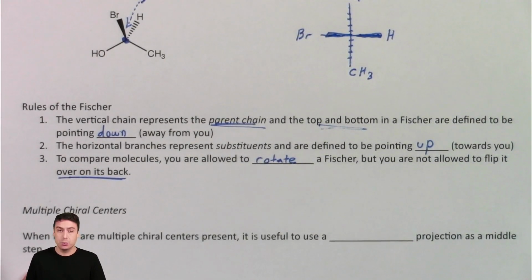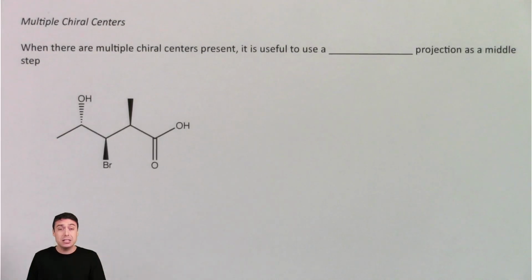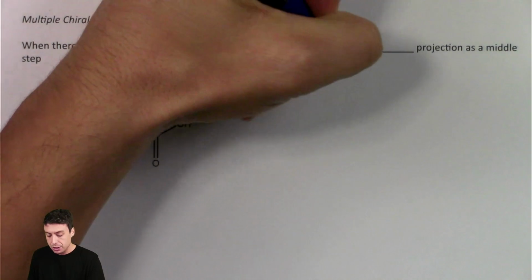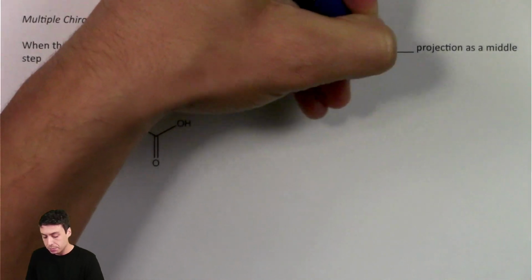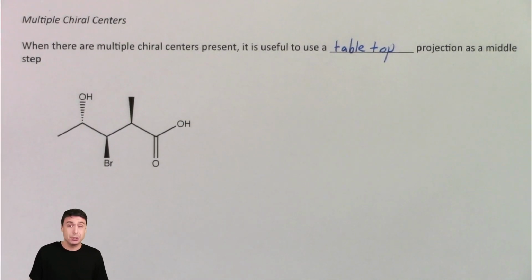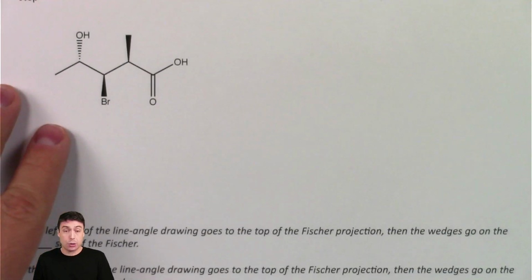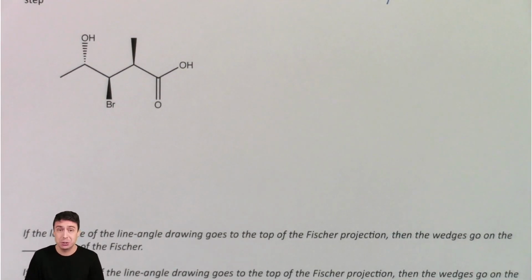Multiple chiral centers. What if we have multiple chiral centers? It's the same process. The only difference is when you have multiple chiral centers, it is very useful to use what we call a tabletop projection. Some people call it a flat back projection or a picnic table projection as a middle step, kind of like an intermediary step. So let's take these 3 chiral centers and turn it into eventually a Fischer projection.